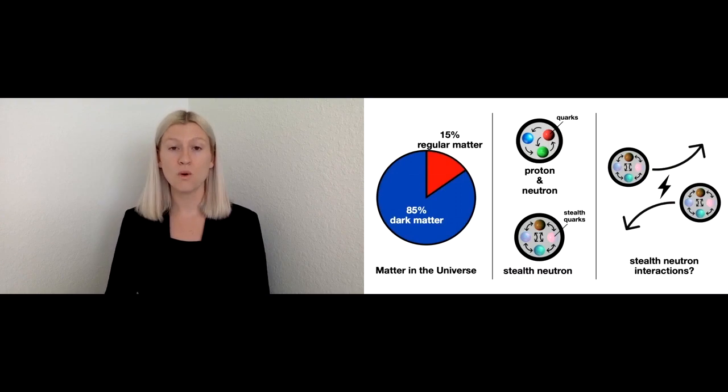Tiny particles called quarks are hiding inside protons and neutrons, as you can see in the middle of this slide. And the energy between the quarks makes up nearly all of the mass. But how does dark matter get its mass?